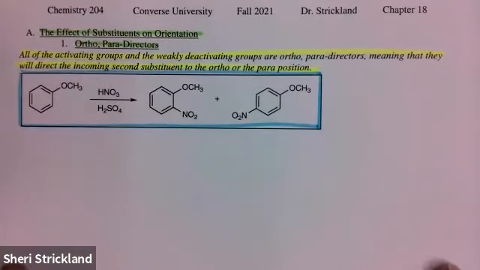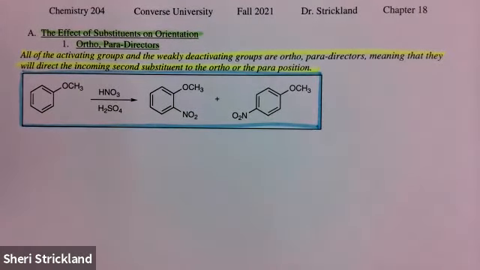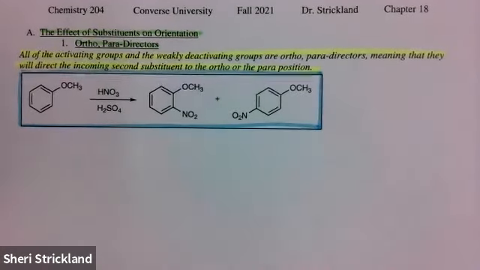Now, the substituents that can be attached to a benzene ring are classified either as ortho-para-directors or as meta-directors. And what we're going to do is take a look at how putting the second substituent in the ortho, the meta, or the para position impacts the stability of the intermediate arenium ion. So we're going to walk through that piece by piece and see what we see.